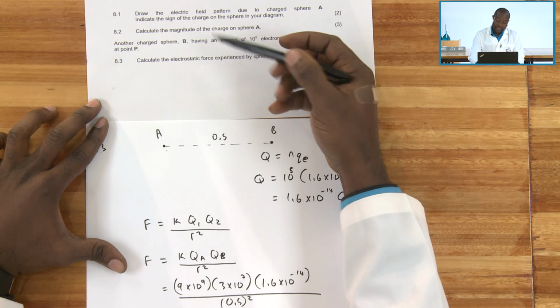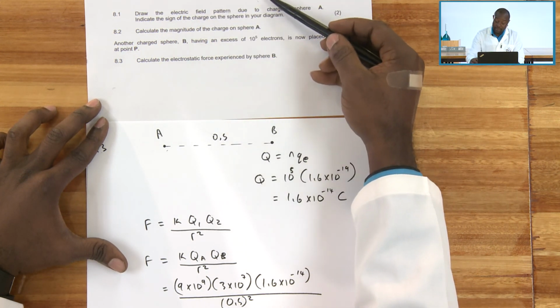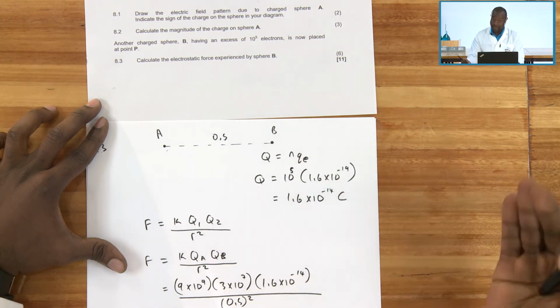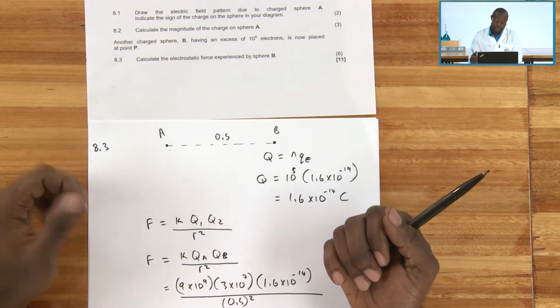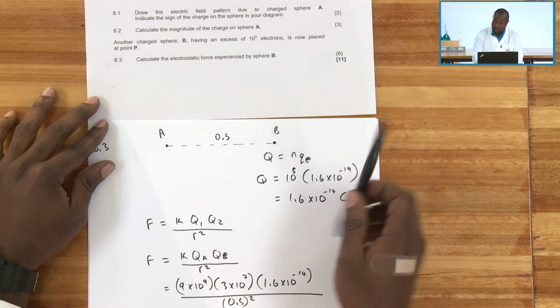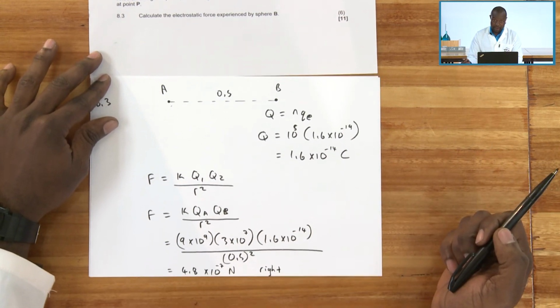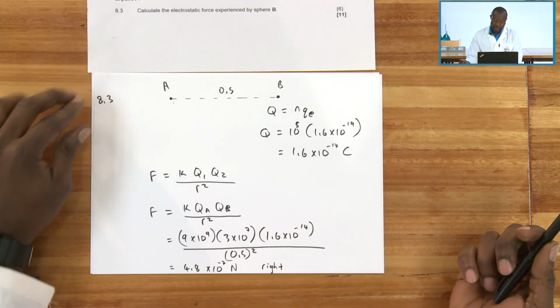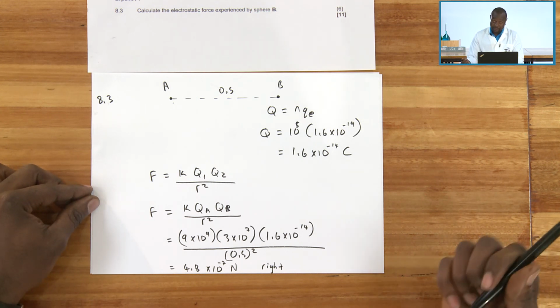Because our sphere A, we already identified as negative, and our sphere B is going to be negative because there's an excess of electrons. So there's going to be a repulsion force between them, which means that sphere B is going to be pushed to the right as a result of the charge on sphere A. So our final answer is going to be 4.8 times 10 to the power of negative 7 newtons to the right. So this marks the end of our session on electrostatics.